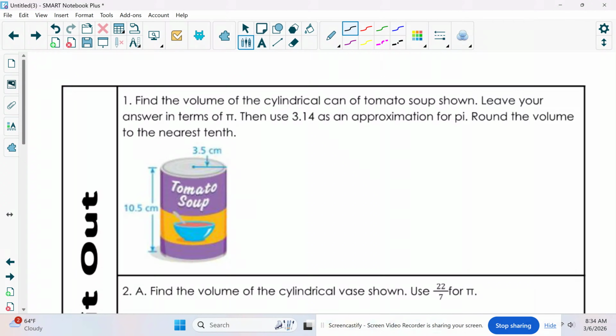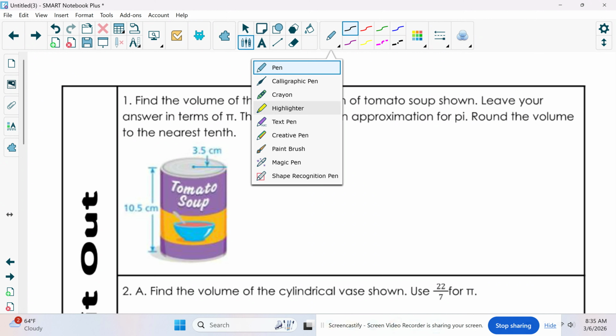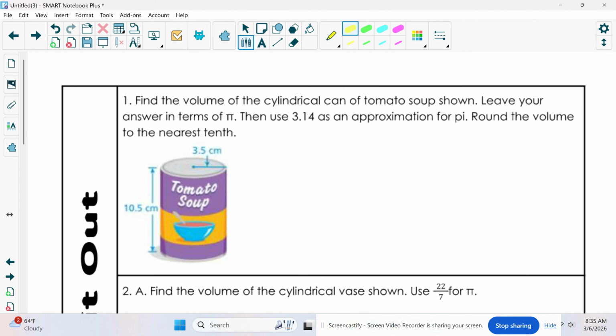Alright, find the volume of the cylindrical can of tomato soup shown. Leave your answer in terms of pi, then use 3.14 as an approximation for pi. Round the volume to the nearest tenth. If we were highlighting, you should still have your highlighters out, what are we finding? It says find the volume, okay? What's the key information here?